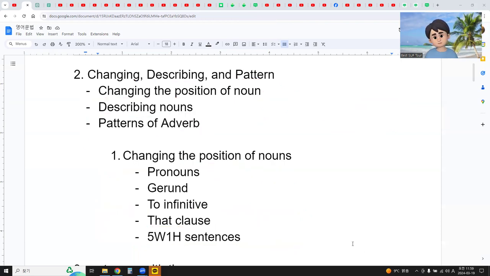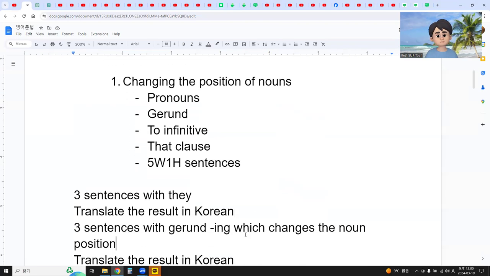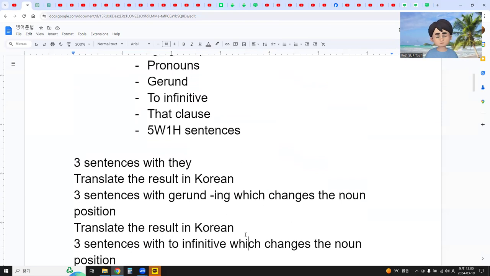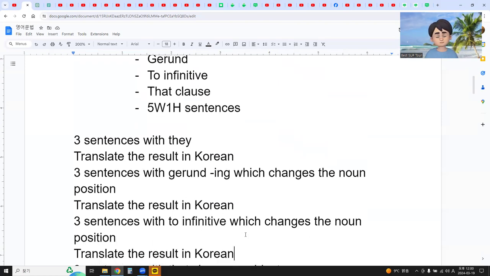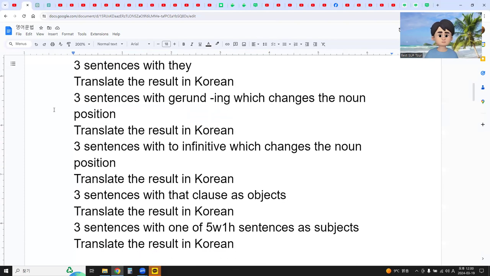So here, I need these three examples: three sentences for each example of pronoun, gerund, to infinitive, the that clause, and the 5W1H sentences. And then after that I translate into Korean, so I can compare them, English and Korean. By doing that, you understand the Korean patterns better. Better to learn. Okay, now we go.